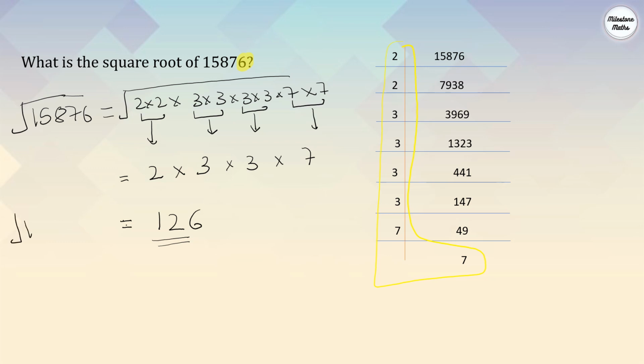It means if you multiply 126 by itself, 126 multiplied by 126, you will get 15,876, or the square root of 15,876 is nothing but 126.